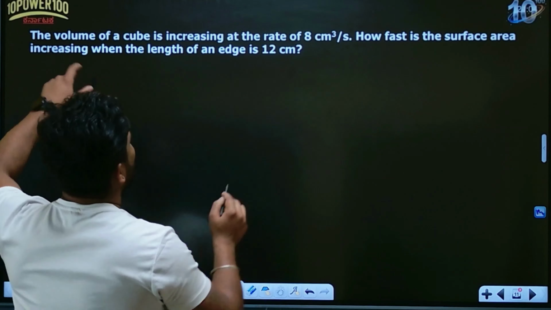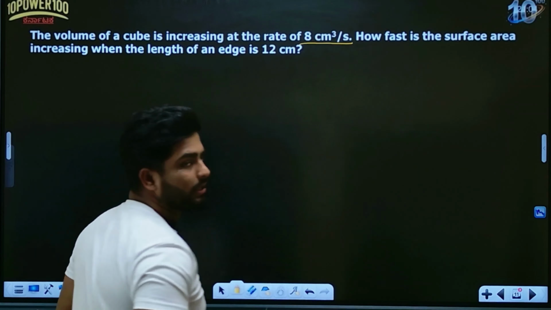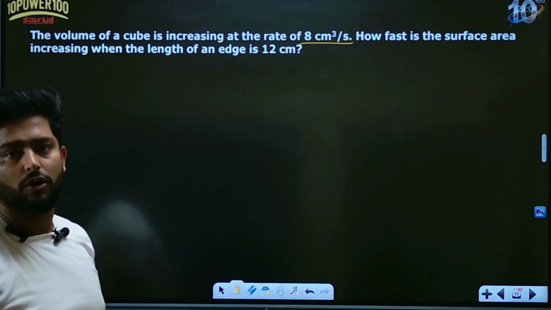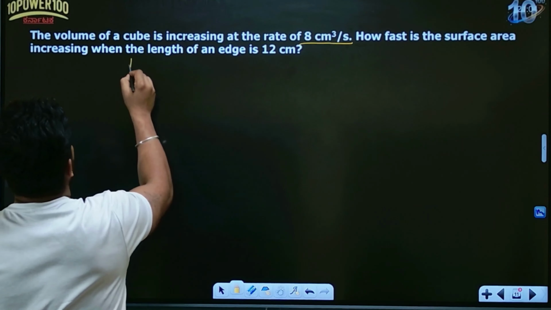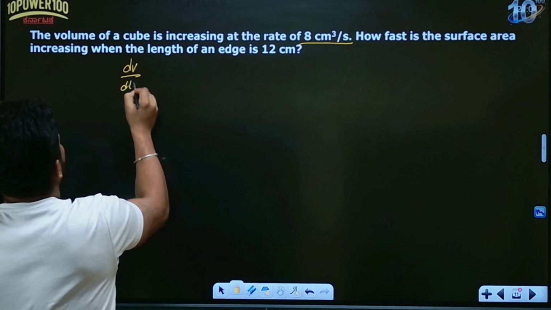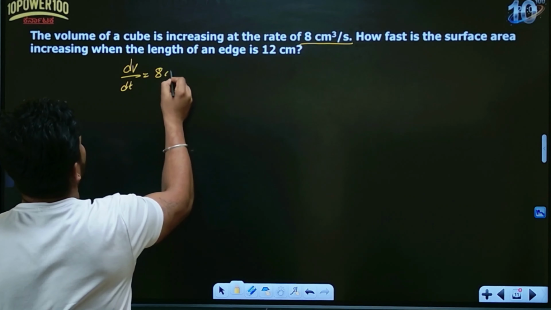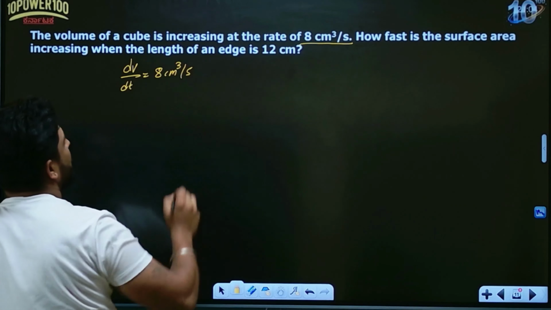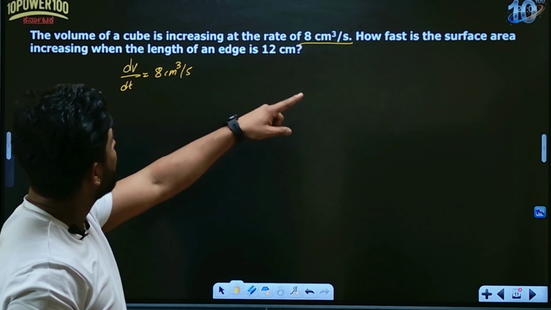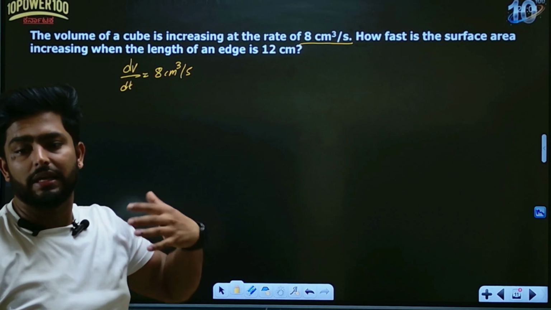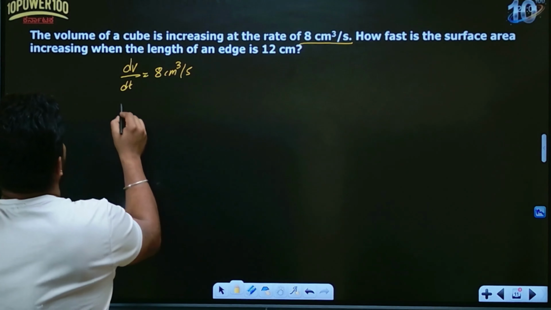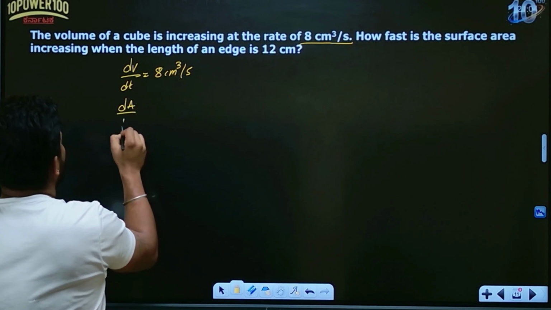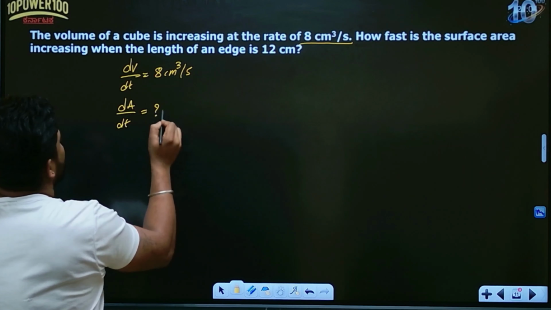Bari volume agide bari centimeter cube matra kodta idre, but per second it is rate of change of volume. Okay, so write down dV by dt. dV by dt is equal to 8 centimeter cube per second. How fast is the surface area increasing? That means rate of change of area they're asking. So dA by dt is equal to question mark.